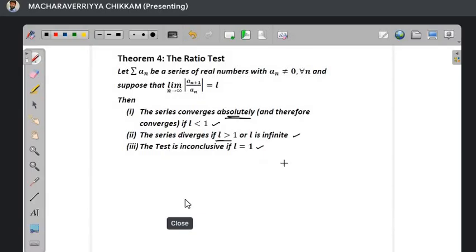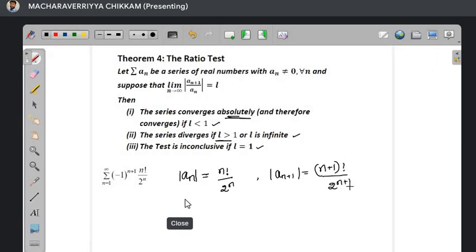Alright, let's take a problem on it. Here is the problem I'm taking. We need to use the ratio test to conclude whether this one is convergent or divergent. So you can see that the absolute value of an is going to be n factorial by 2 power n. I hope you can see that an plus 1 is going to be n plus 1 factorial over 2 power n plus 1. Now I'd like to take the ratio an plus 1 over an, and then its absolute value.